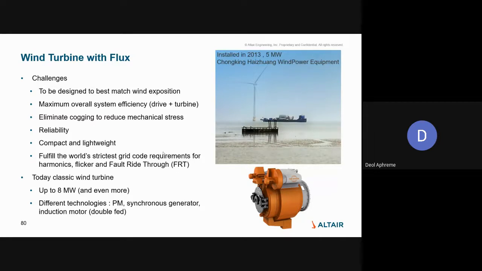Today we have up to 8 megawatts of power being generated from a single wind turbine, and there are different technologies that people use. So DFIGs are something that is being extensively researched for wind turbines, but because of the requirement of an input source, it's still taking some time to catch up.